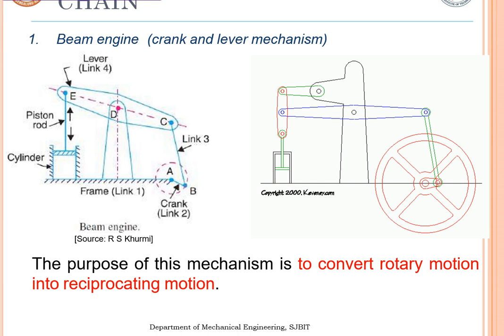The frame is link 1, and the crank AB is named as link 2. When it rotates, link 3 is going to make motion. Simultaneously the lever is also going to make to-and-fro motion. So it will have an impact on the piston and the cylinder. The rotation of the crank gets transmitted to the piston and cylinder alignment. So this mechanism is used to convert rotary motion into reciprocating motion.